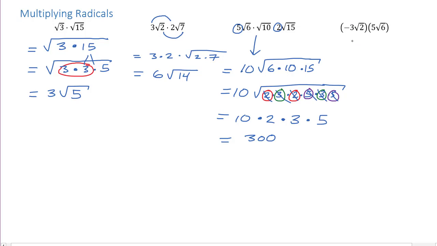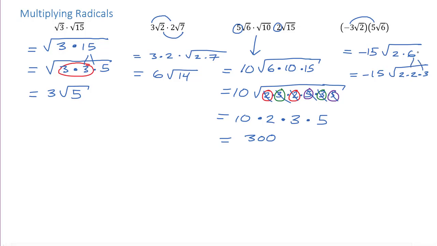All right, next one. Let's multiply what's out front. Negative 3 times 5. We can multiply the coefficients. Negative 3 times 5 is negative 15. And we can multiply the numbers underneath. 2 times 6. Now, the 2 is already a prime number, but that 6 I can break down into 2 times 3. So, look, we've got a pair of 2's. So, 2 times 2 is 4. The square root of 4 is 2. So, I'm going to bring a 2 out front, multiply it by the 15, and the 3 doesn't have a pair, so just leave it underneath. Negative 15 times 2 is negative 30, square root 3. Okay, so that's how we multiply and simplify radicals.